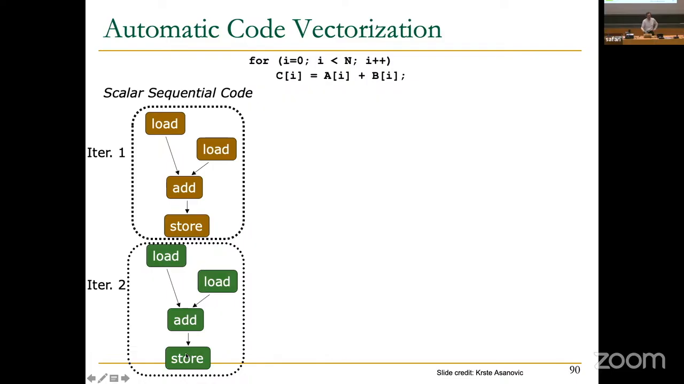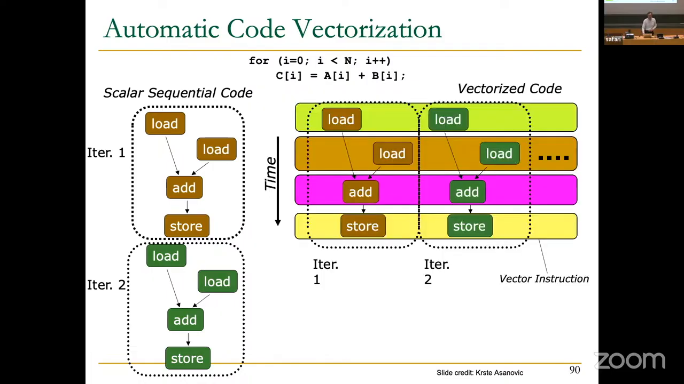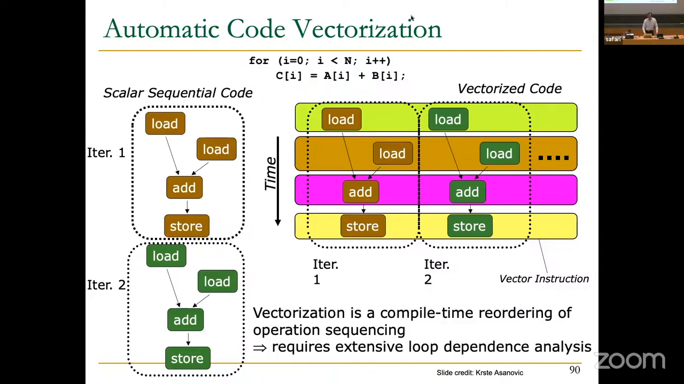Now, automatic vectorization, or if you're vectorizing your program, you realize that these are independent, and you put the loads across different iterations together. That's what we're really doing, actually. This is scalar code, but you can take scalar code, do the dependency analysis, and put the loads together and vectorize them. So this is a vector load. This is another vector load, a vector add, a vector store. You're really fusing iterations when you think scalar. When you think vector, you don't even start with scalar, of course, right? That's the idea. So vectorization is really a compile time reordering of this operation sequencing, but this requires extensive loop dependency analysis to make sure that different iterations are independent of each other.